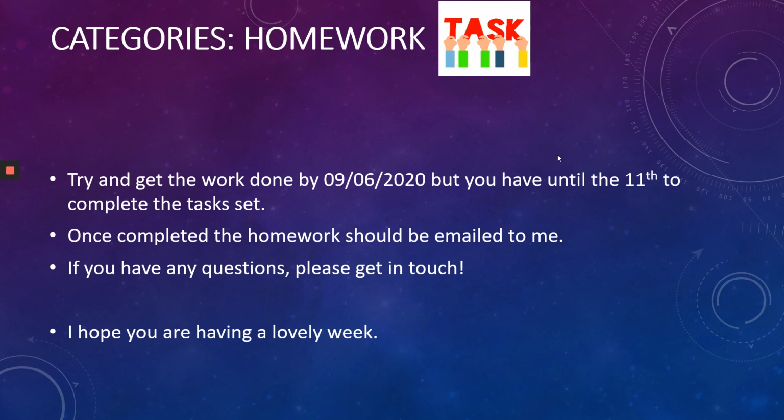Try and get the work done by the 9th of the 6th, 2020. That is 6 days from today. Now, I actually didn't think I would get this out till tomorrow, but I am still going to give you till the 11th to complete the tasks because it's a week.